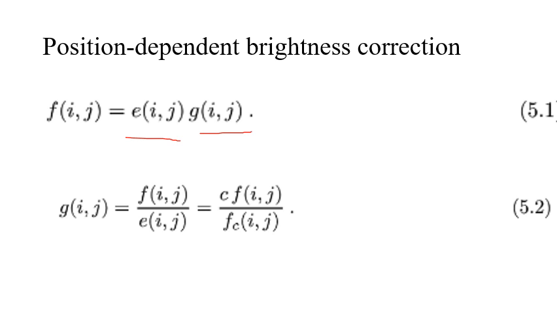Then I can say that g of i comma j, that is, I want to suppress that, is equal to f of i comma j divided by e of i comma j, where c, if I have taken it as a constant, so I can say it as c into f of i comma j divided by fc of i comma j.